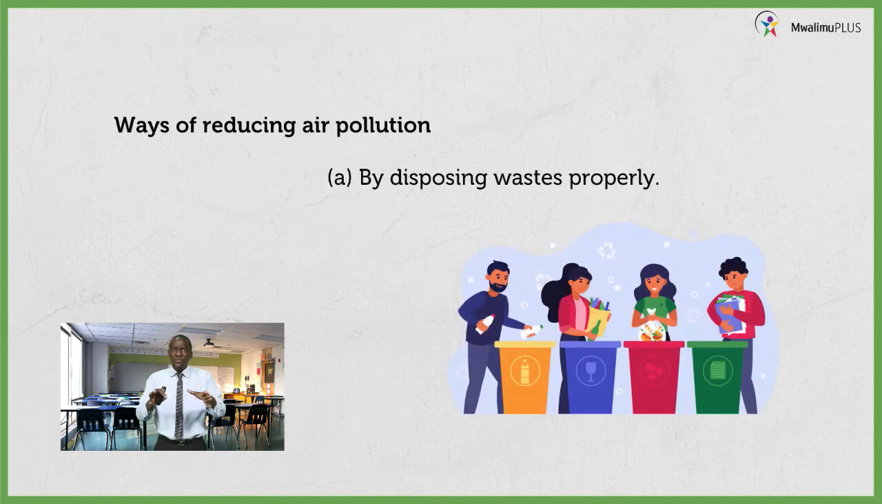And now we are going to talk about ways of reducing air pollution. How can we reduce air pollution? One is by disposing of the waste properly. Just as you can see, those people are having a dustbin. They are keeping the waste there. Another one is by cooking using smokeless fuels. Just as you are able to see, that person is cooking using an electric cooker. And you know that an electric cooker will not pollute the environment.